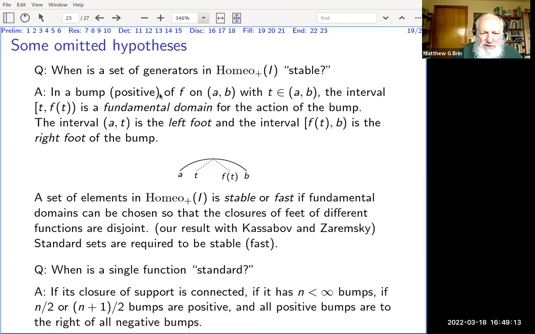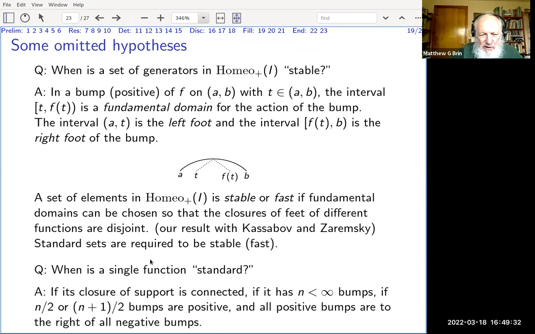Anyway, the fact that these are stable under these slight moves is a result of the three of us with Kasabov and Zaremsky. And we called the condition fast because basically it means that these bumps are moving points fast enough not to interfere.